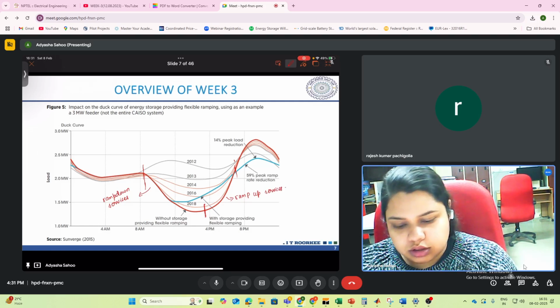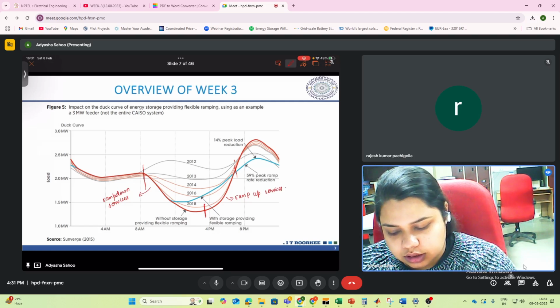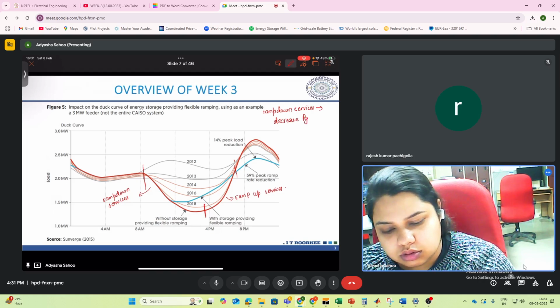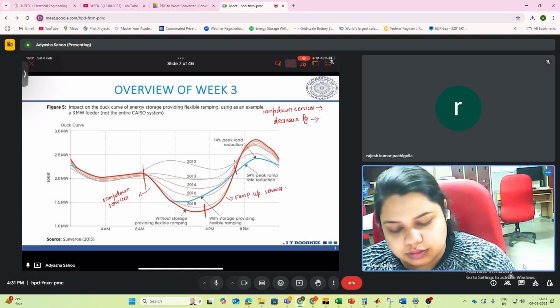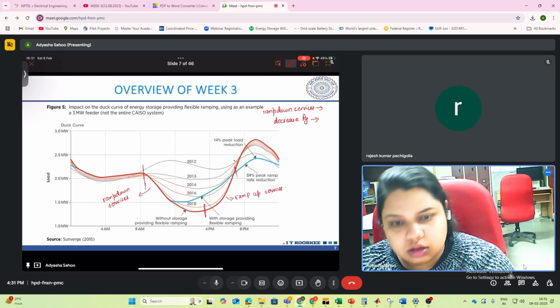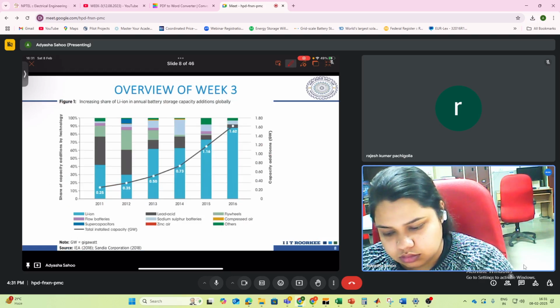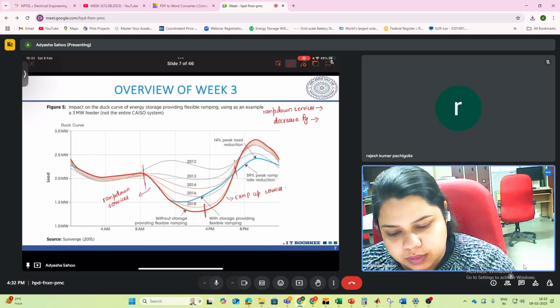So what the storage can do is, whenever there is a need for ramp down services, so ramp down services means you need to decrease the generation, basically decrease PG. Instead of this decrease in PG, the energy storage can provide these ramp down services. So energy storage can provide this service.